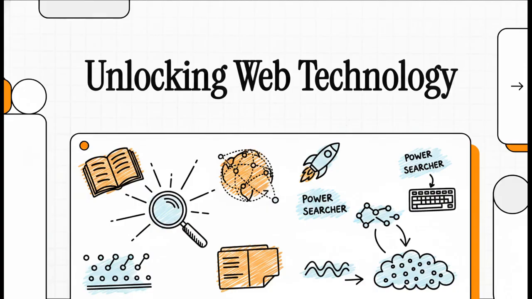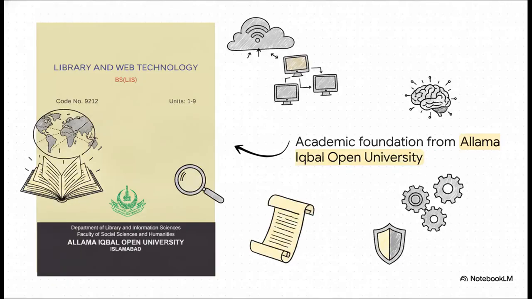absolute power searcher. And just so you know where we're getting all this, everything we're exploring today is pulled directly from the Comprehensive Library and Web Technology Course Guide. This is from the Department of Library and Information Sciences at Allama Iqbal Open University. We're tapping into some serious pro-level library science strategies here, specifically designed to help you master the electronic environment.